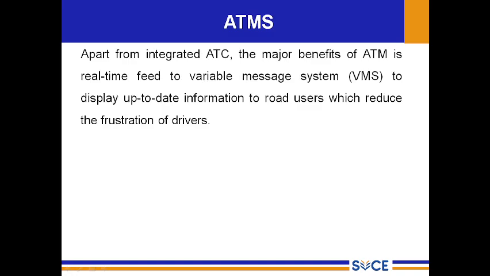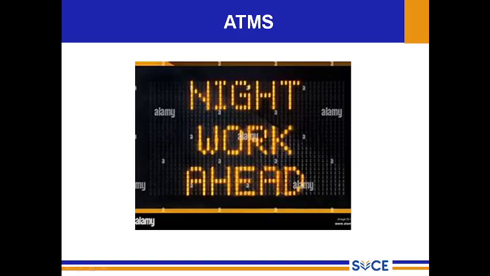Apart from integrated ATC, the major benefit of ATMS is the real-time feed to the variable message signboard system, which displays up-to-date information to road users and reduces the frustration of drivers. If some incident happens, it is automatically communicated to the driver through VMS. So up-to-date information is available to the driver, and you may not get frustrated. You can see here, night work ahead. A signboard is kept. This is a typical variable message signboard, a digital signboard. Whatever message you want can be displayed using this VMS.